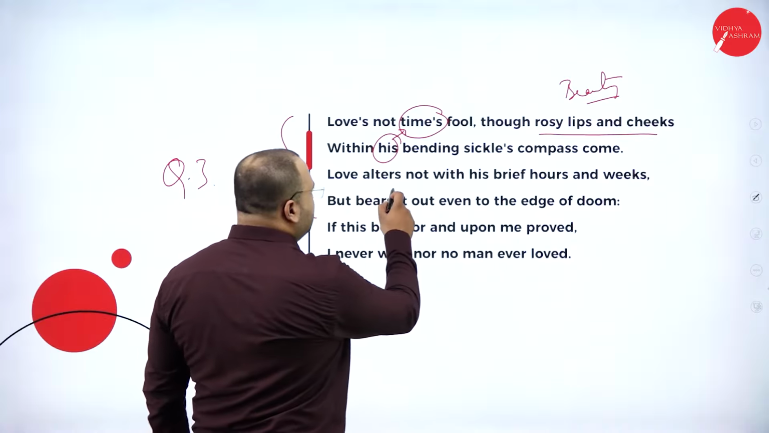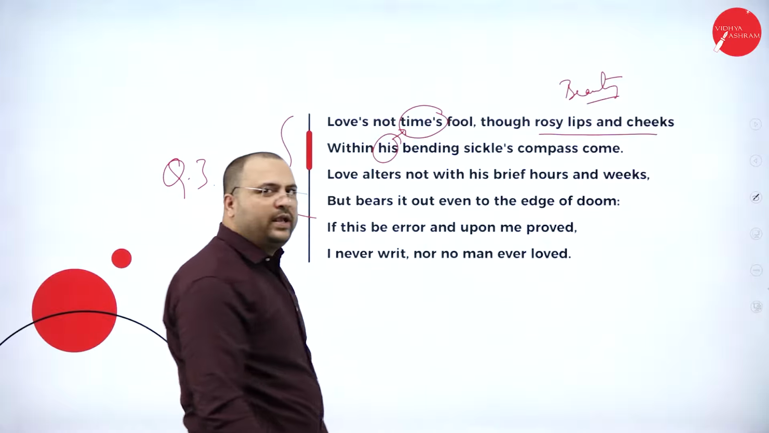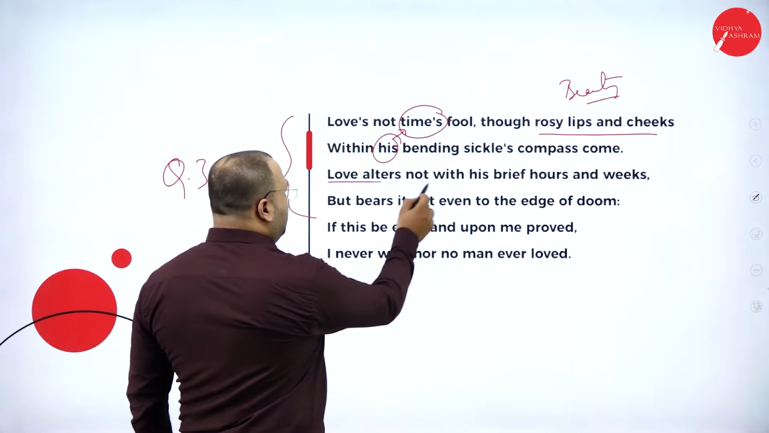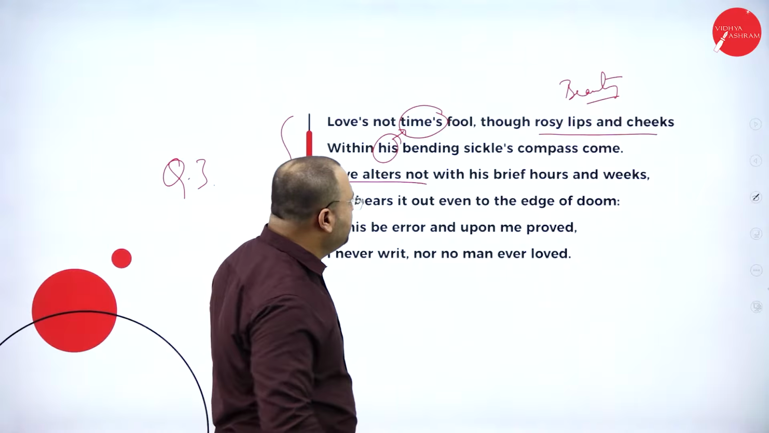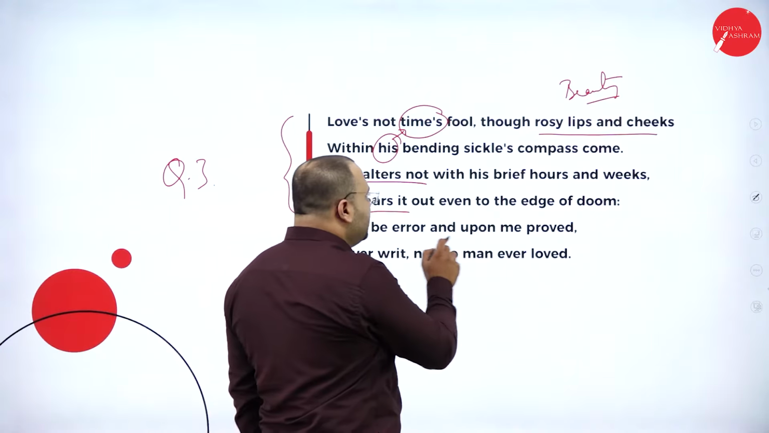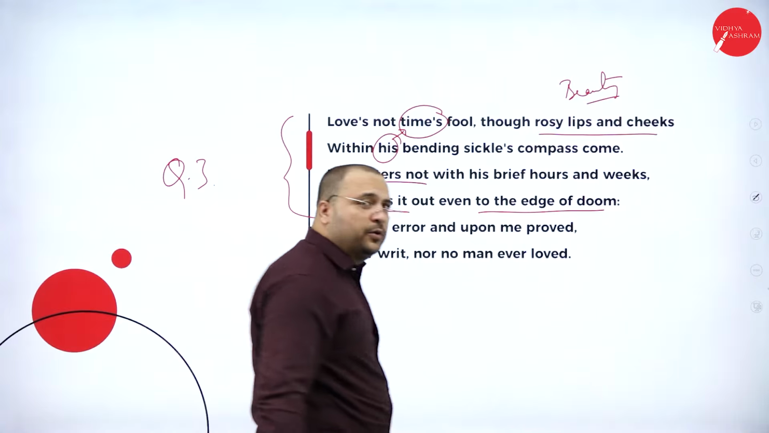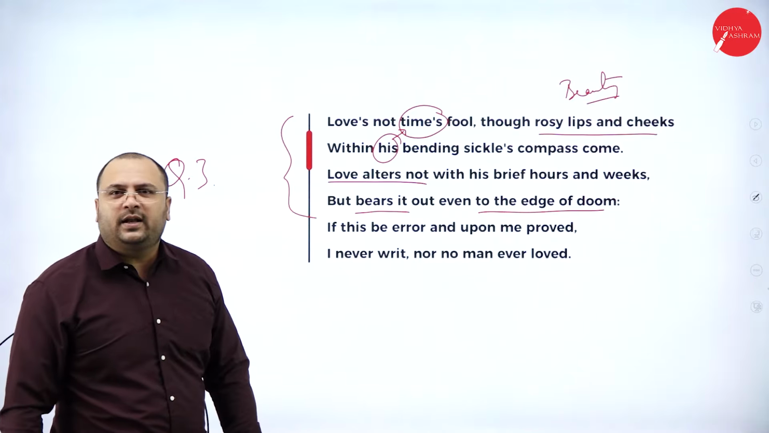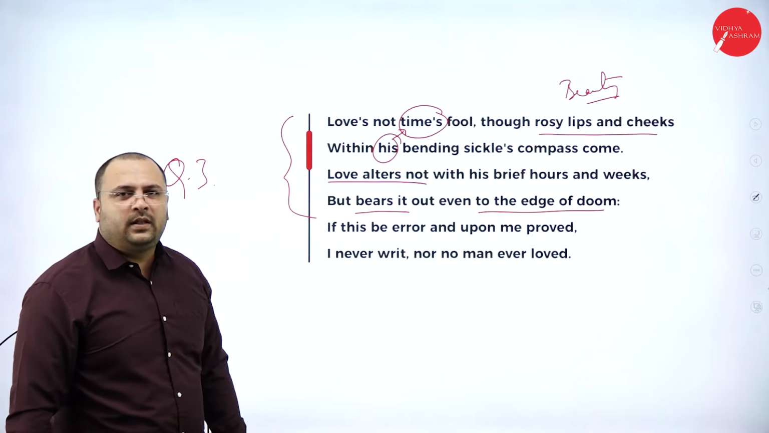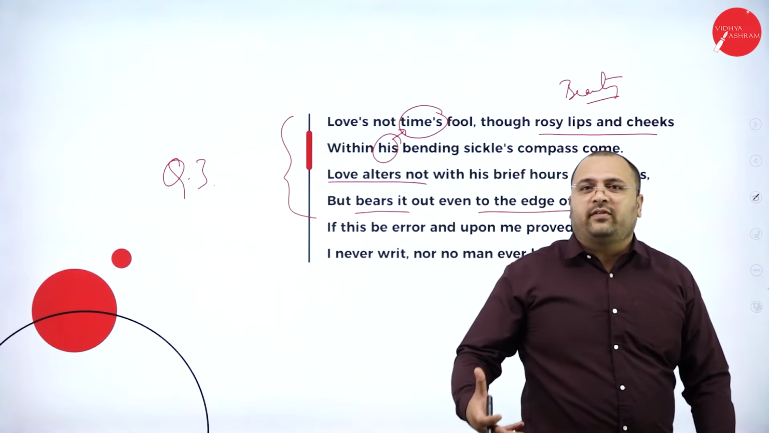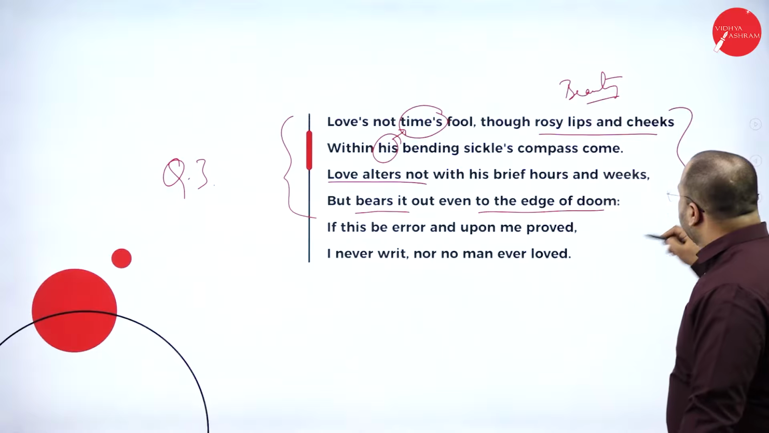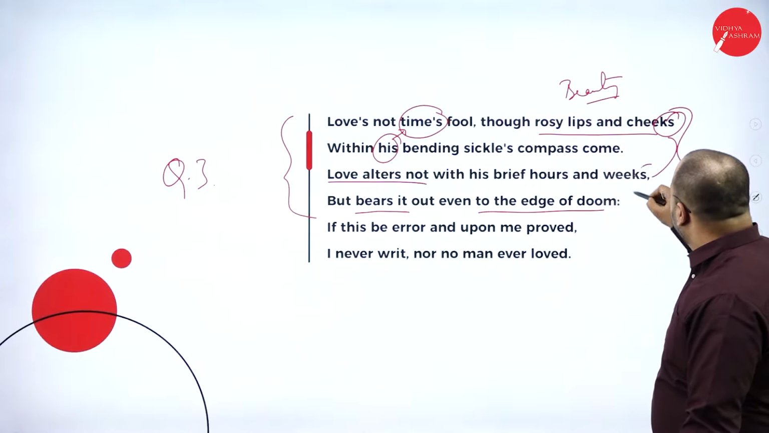Love alters not with his brief hours and weeks. Love does not alter. It remains constant, but bears it out even to the edge of doom. And love will live even to the edge of doom. Even if the world gets completely destroyed, love remains. Therefore, the poet is trying to say that love will not fade away with time. So now you have to observe the rhyming scheme again.